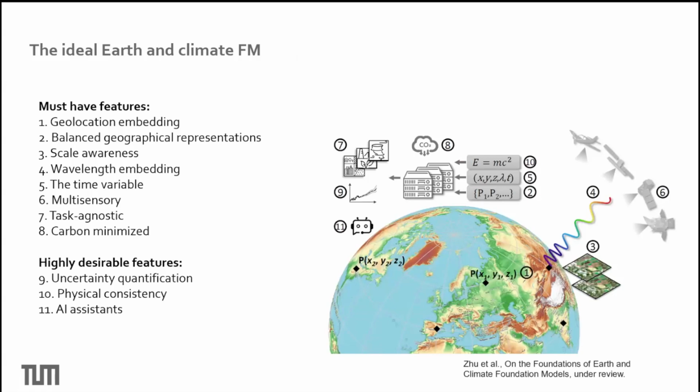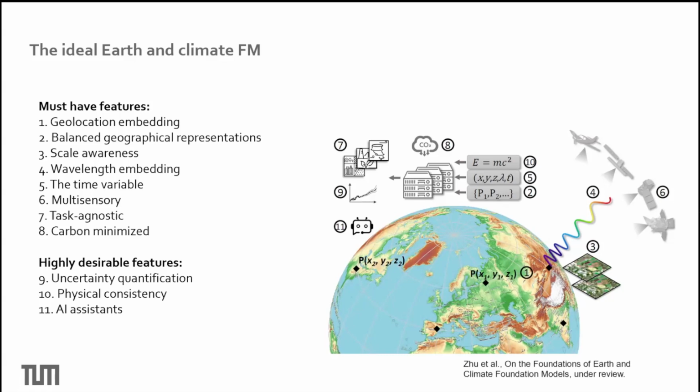Now we turn to the ideas for an Earth and Climate Foundation model. We have already heard quite some ideas before: multimodality, geolocation embedding. That's clear. But we also need, for example, a balanced geographic representation. So if you claim something to be a foundation model, then it should work well everywhere on the Earth. At the moment, in many of these benchmarks, for example, polar regions are completely missing. This is just one example.